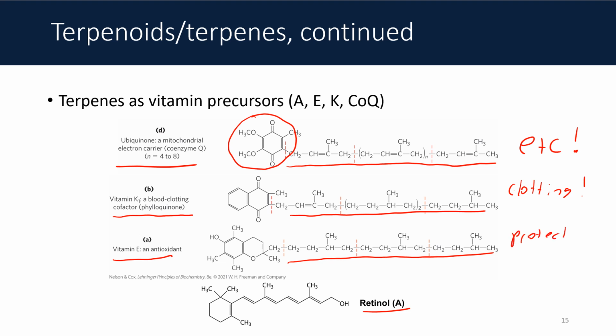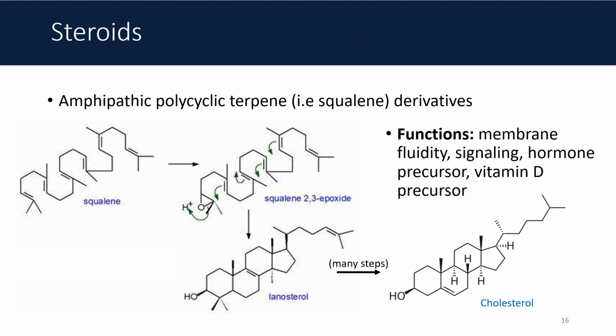They protect us from oxidative stress. And they help us see. Pretty nifty. The last type of lipid on the docket are steroids.